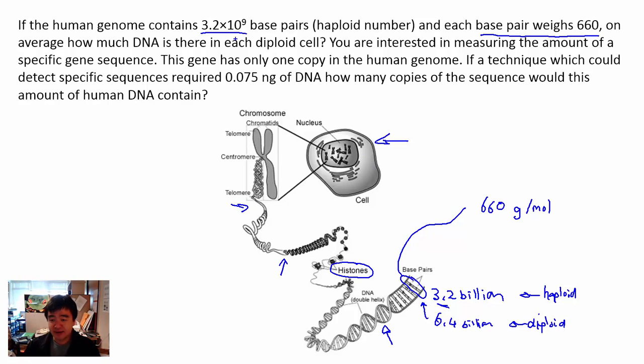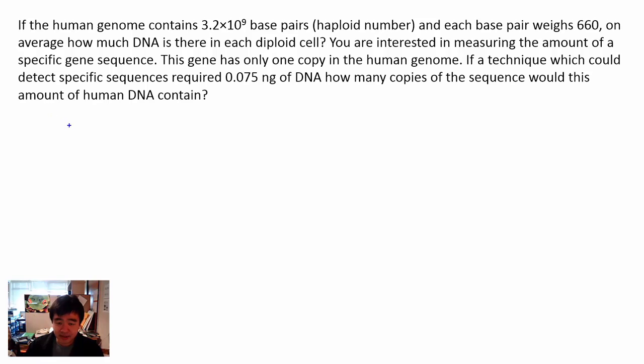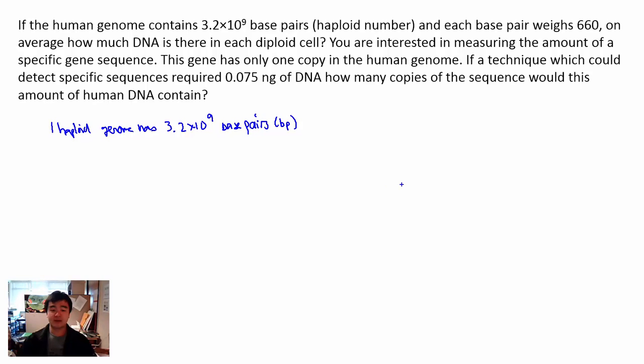So using this information, let's try to figure out how much a genome weighs, or how many moles there are in a particular genome. The first step here: one haploid genome has 3.2 times 10 to the 9 base pairs. It's normally abbreviated BP.